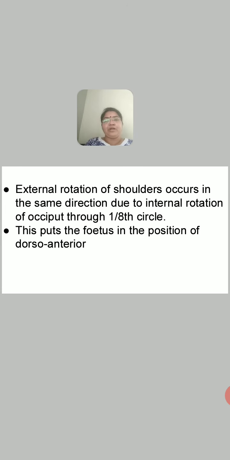External rotation of the shoulders occurs in the same direction due to internal rotation of the occiput. So in the same direction, the external rotation of the shoulders also occurs, that is through 1/8 of a circle rotation. This puts the fetus in the position of dorso-anterior. Dorso means back. Because of this movement, the fetal back totally faces anteriorly, so that position is called dorso-anterior.